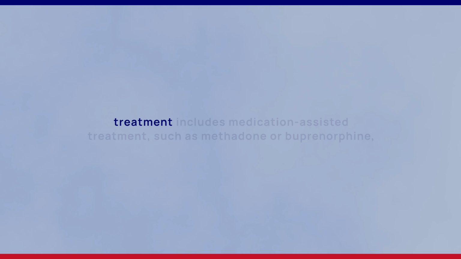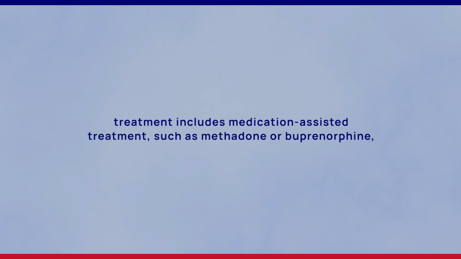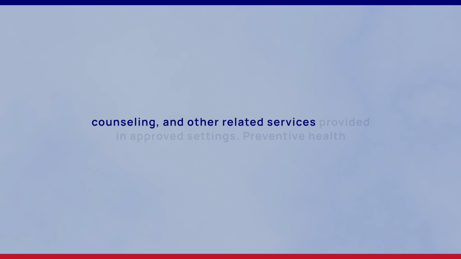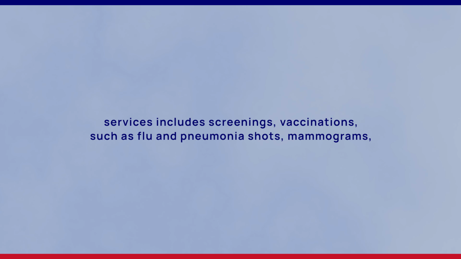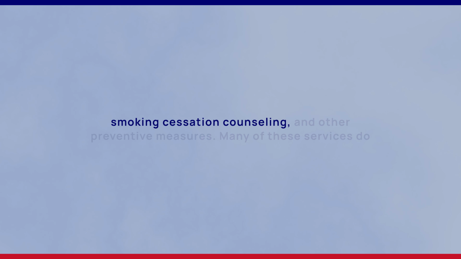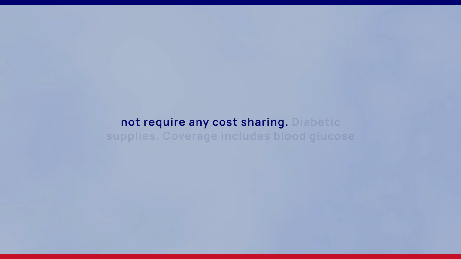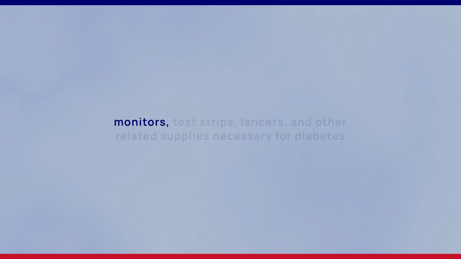Opioid use disorder treatment includes medication-assisted treatment, such as methadone or buprenorphine, counseling, and other related services provided in approved settings. Preventive health services include screenings, vaccinations, such as flu and pneumonia shots, mammograms, smoking cessation counseling, and other preventive measures. Many of these services do not require any cost sharing. Diabetic supplies. Coverage includes blood glucose monitors, test strips, lancets, and other related supplies necessary for diabetes management.